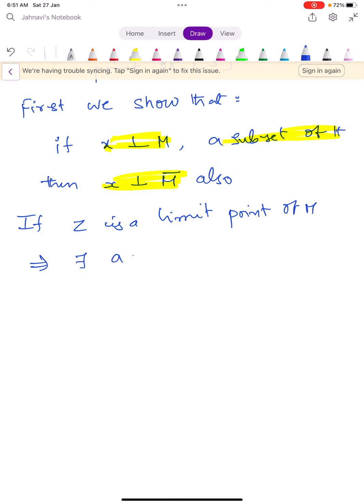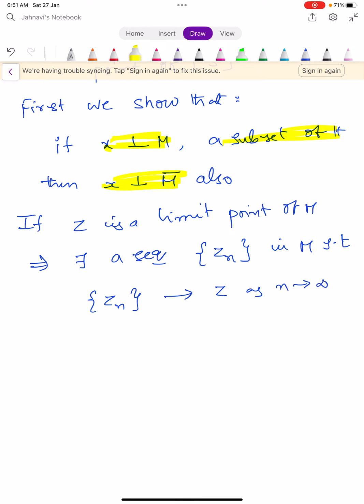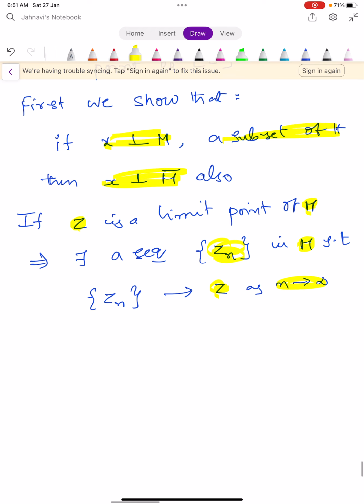Now, if z is a limit point of M, this implies there exists a sequence Zn in capital M such that the sequence Zn converges to Z as n tends to infinity. We take Z as a limit point of M. By applying this definition, there must be a sequence Zn in the set capital M converging to Z as n tends to infinity.